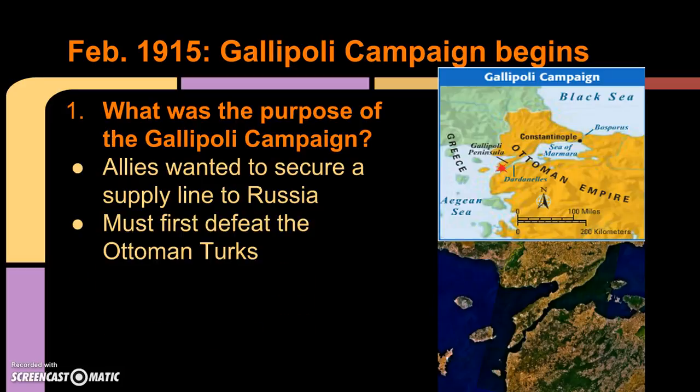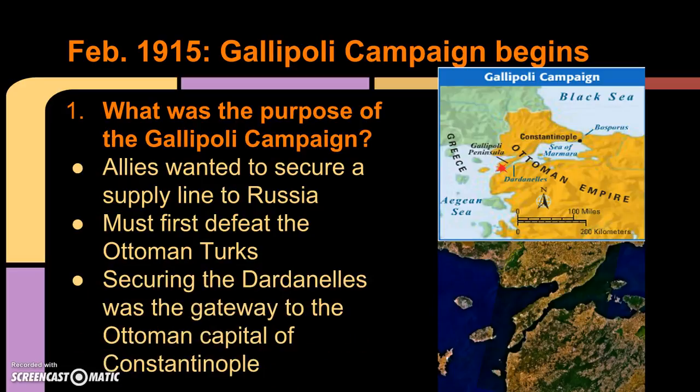Now, in order to get those supplies up there, the Allies had to fight through one of Germany and Austria's allies, the Central Powers member the Ottoman Empire. And so in order to defeat the Ottomans, the Allies came up with a plan. First, they needed to secure the Dardanelles, which again is this narrow strip of water used for transport. That was the gateway to the Ottomans' capital of Constantinople, as you can see in the map above. And so their aim was to take out the Dardanelles first, covered by the Gallipoli campaign.